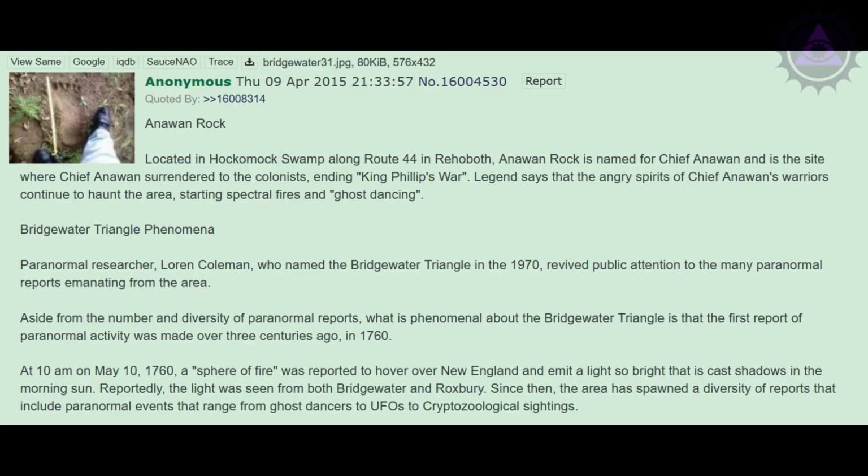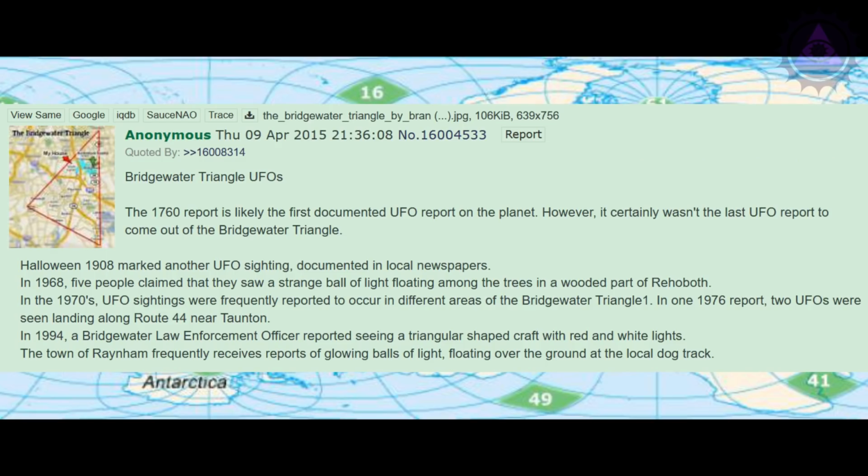Aside from the number and diversity of paranormal reports, what is phenomenal about the Bridgewater Triangle is that the first report of paranormal activity was made over 3 centuries ago, in 1760. At 10 a.m. on May 10, 1760, a sphere of fire was reported to hover over New England and emit a light so bright that it cast shadows in the morning sun. Reportedly, the light was seen from both Bridgewater and Roxbury. Since then, the area has spawned a diversity of reports that include paranormal events that range from ghost dancers to UFOs to cryptozoological sightings.